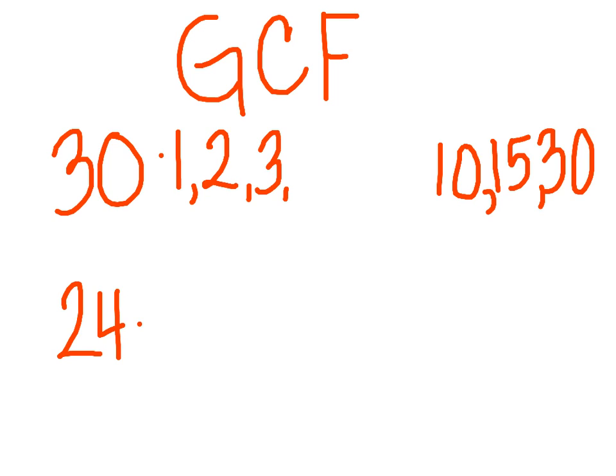I know 4 doesn't go into 30 evenly, but I know 5 does. 5 times 6. And there's no number in between 5 and 6, so I know that I have all the factors between 1 and 30. So now I need to do 24.